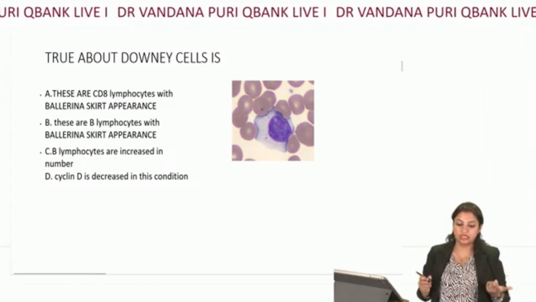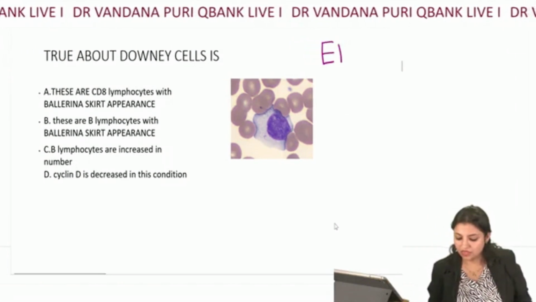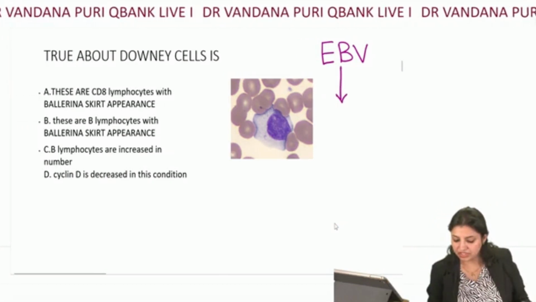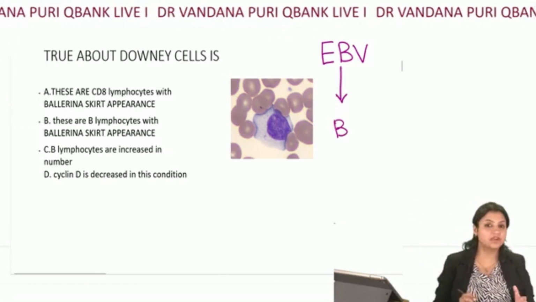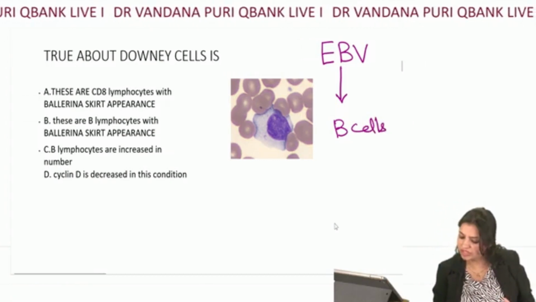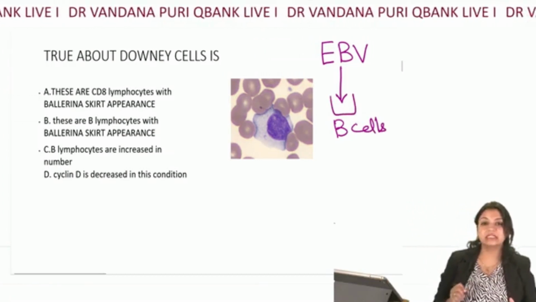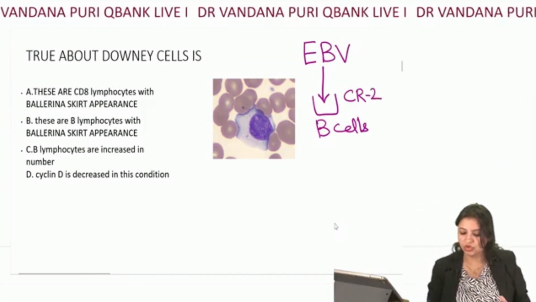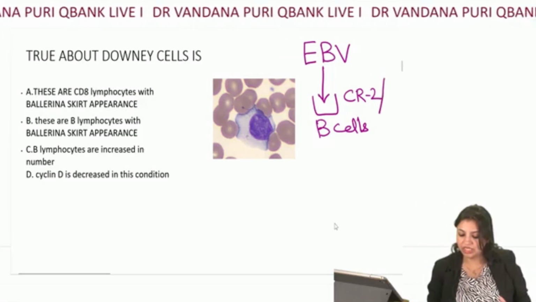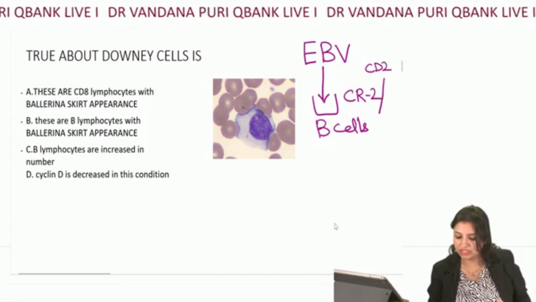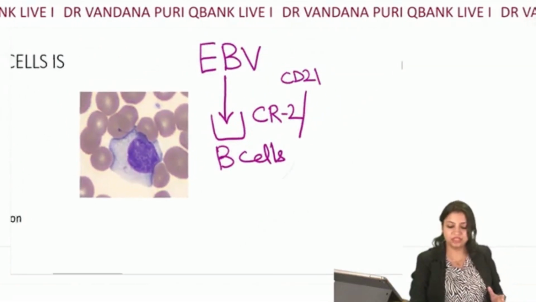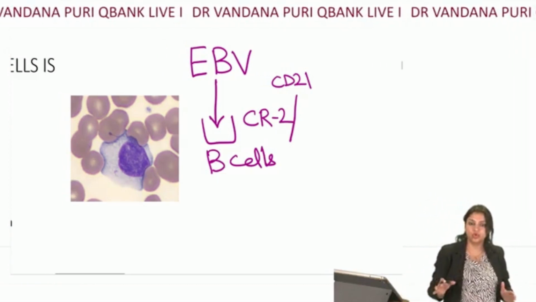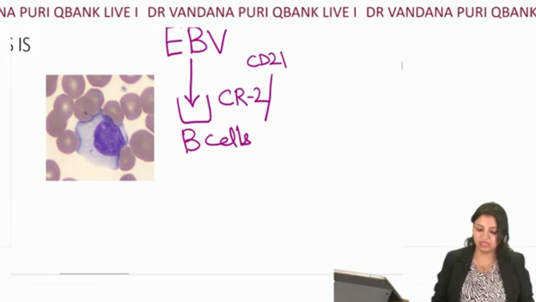To understand this, you should understand which cells are infected by Epstein-Barr virus. Remember, Epstein-Barr virus usually infects B cells. Why? Because B cells have a receptor called complement receptor 2, which is identified by CD21. So Epstein-Barr virus enters the B cell through complement receptor 2 on B cells. That is why it enters B cells.